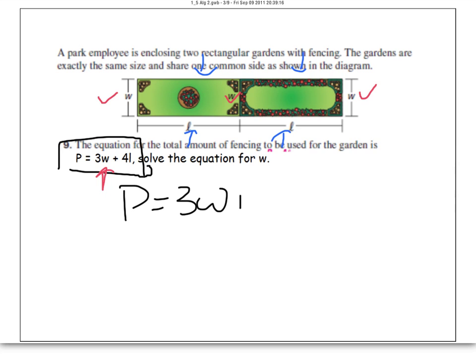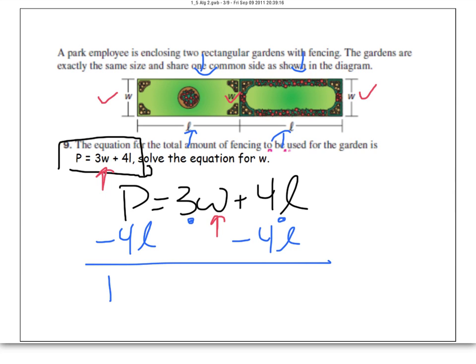Don't let it throw you off. It works just like the other learning objective. I want to isolate W, which means I have to move the 3 and the 4L. The 4L is the furthest away from the W. It's not touching it. The 3 is. The 3 is last. To move a plus 4L, I minus a 4L.